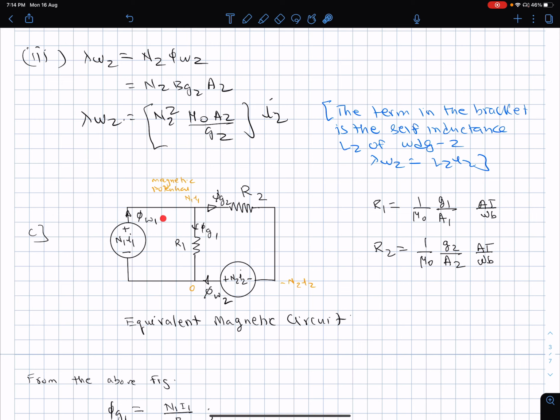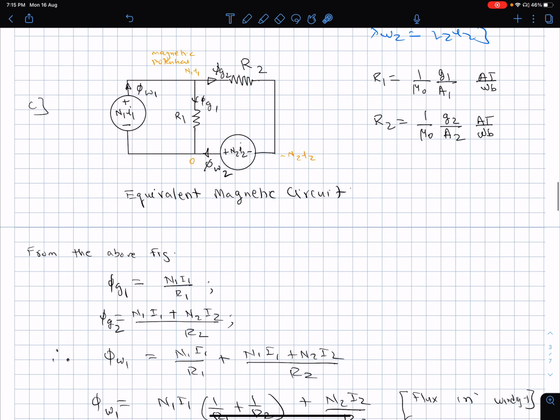So now this creates phi W1, this creates phi W2, and here is phi G1 and here is phi G2. So you will have phi W1 equal to phi G1 plus phi G2. Phi G2 will be same as phi W2. This is all application of KCL, and then phi W2 plus phi G1 will be equal to phi W1. Good.